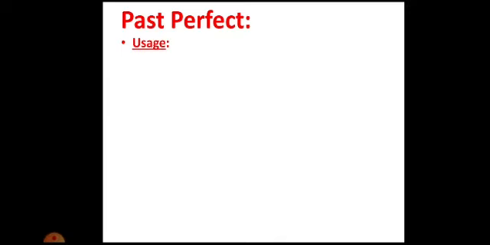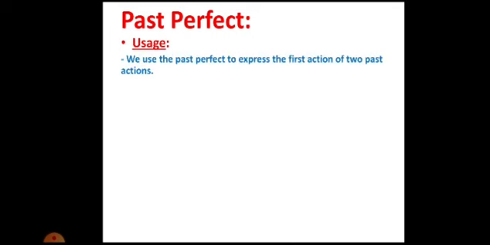Now for the usage of this tense, I want you to remember this very well. The past perfect is the first action of two past actions. So it's all about the order of the actions. We have two actions that happened in the past. The first one is expressed by the structure of the past perfect, and of course the other one is the past simple. So we use the past perfect to express the first action of two past actions.